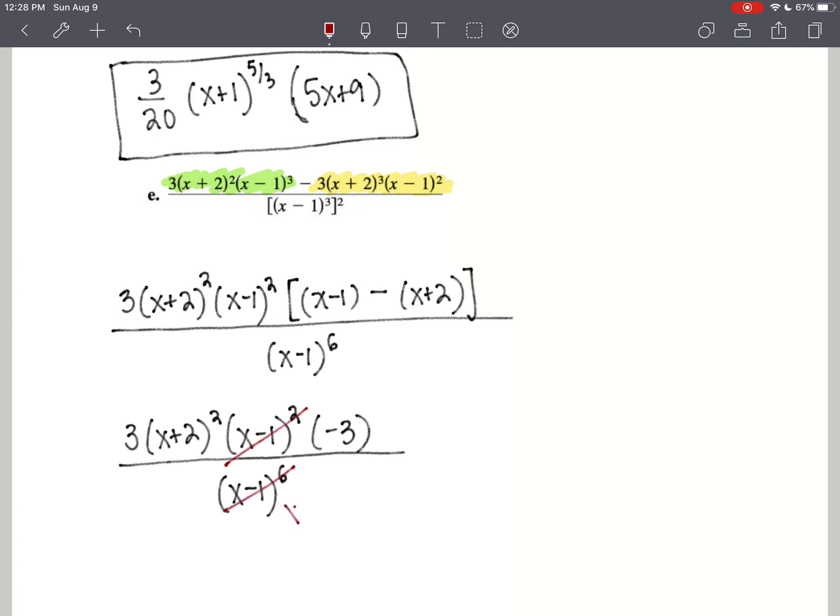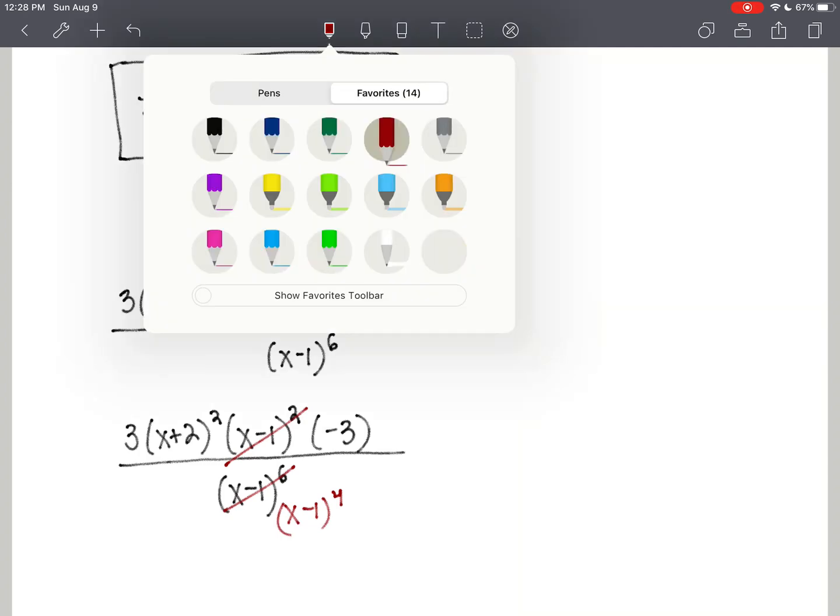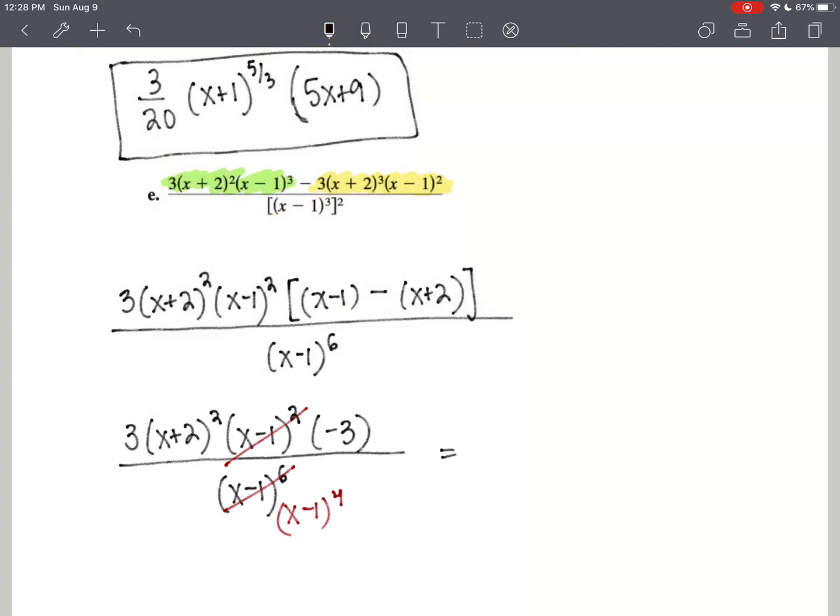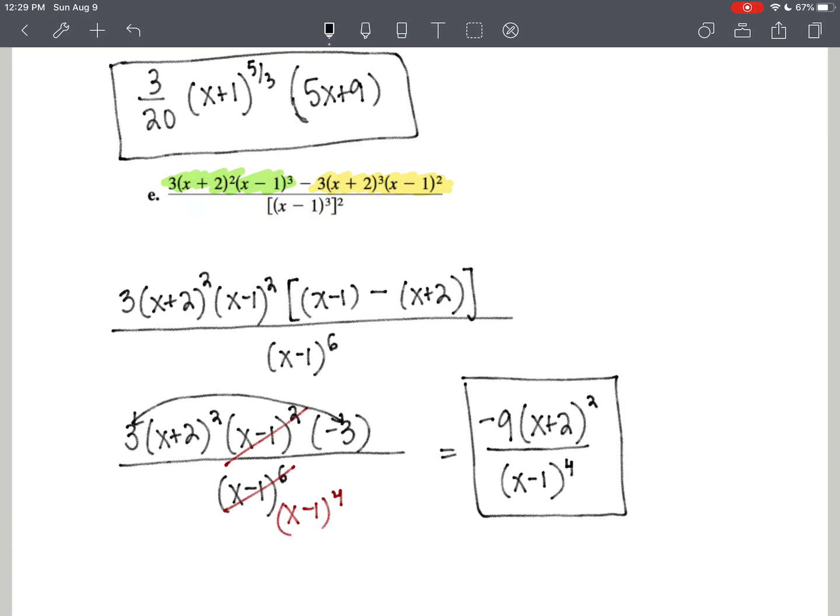This is going to cancel, leaving x minus 1 to the 4th power in the denominator. I'm able to multiply the 3 and the negative 3. That's going to give us negative 9. X plus 2 quantity squared over x minus 1 to the 4th power. That negative 9 usually ends up being a mistake. So somewhere along the line, we lose that multiplication of 3 and negative 3, and that's usually a common error, so look out for that.